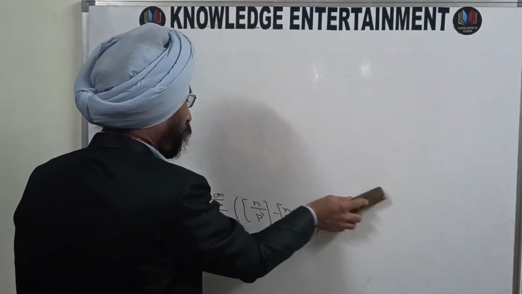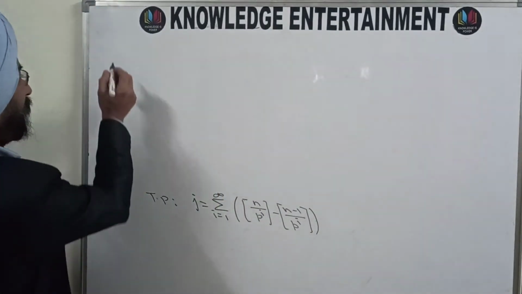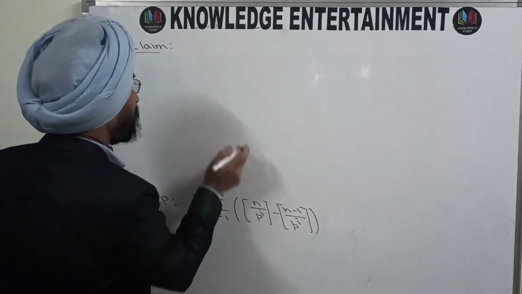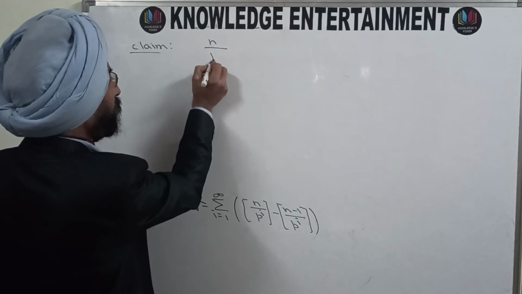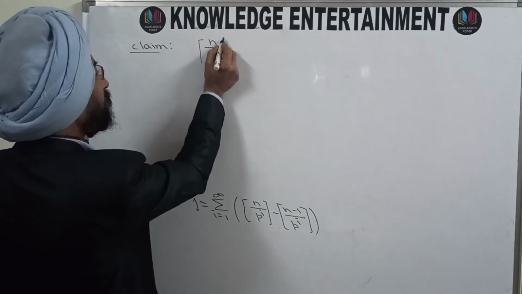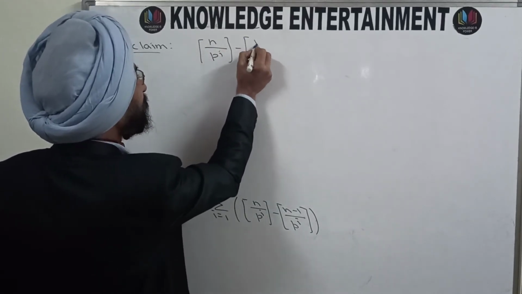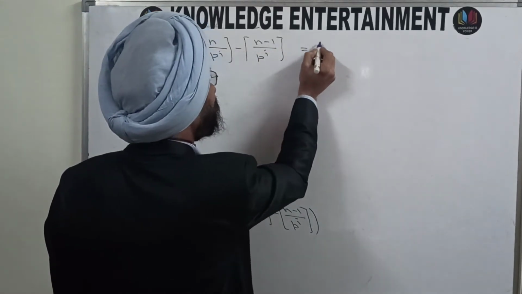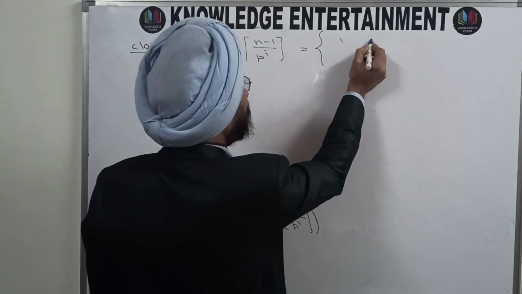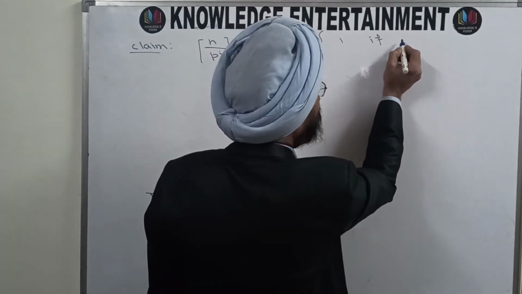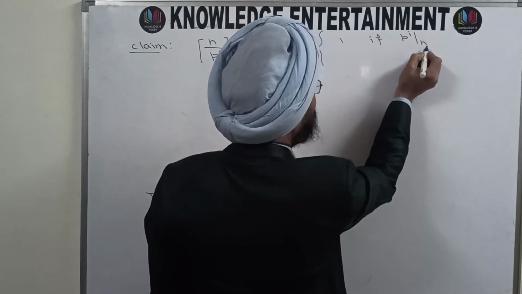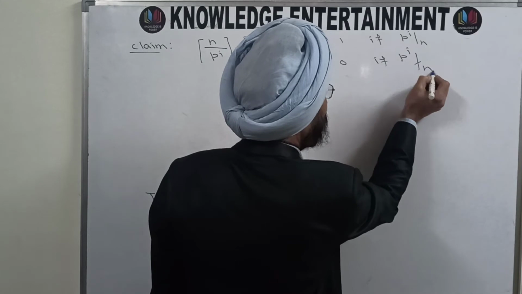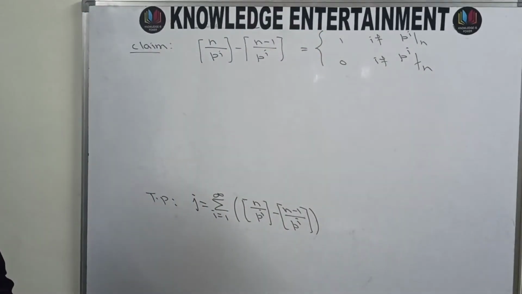Okay, so for that I am claiming that this term, floor of n upon p power i minus floor of (n minus 1) upon p power i, the greatest integer function, is equal to 1 if p power i divides n, and 0 if p power i does not divide n. This I will prove now.